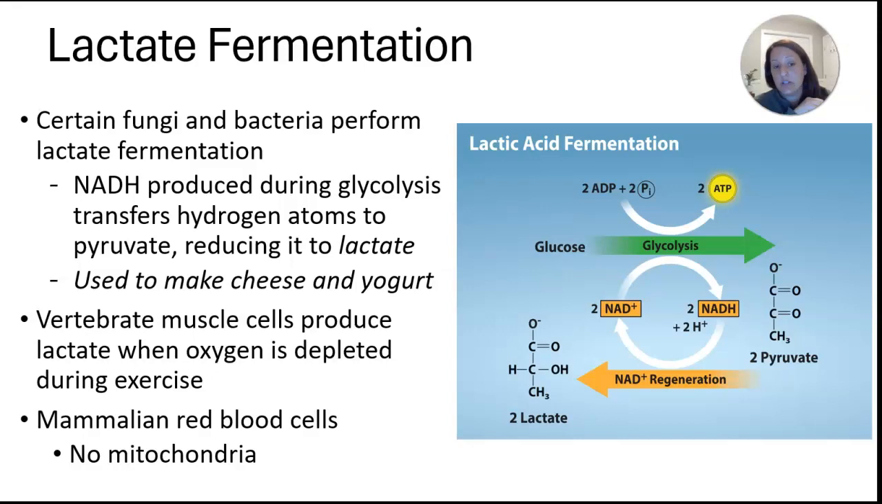But yeah, so when oxygen is absent in our muscle cells, when it's been used up, our muscle cells still need ATP. And so they'll continue to do this lactic acid fermentation until oxygen's restored. The same thing with mammalian red blood cells. So again, that includes us. Our red blood cells don't have mitochondria. And so to make energy, they will do lactic acid fermentation to generate ATP.